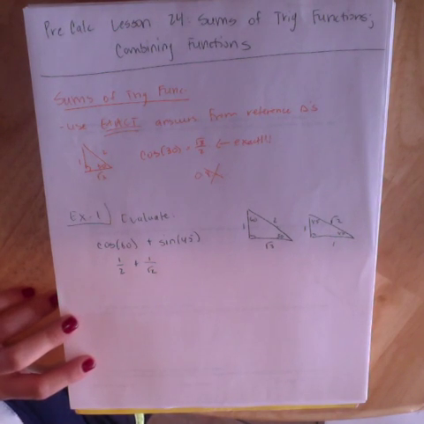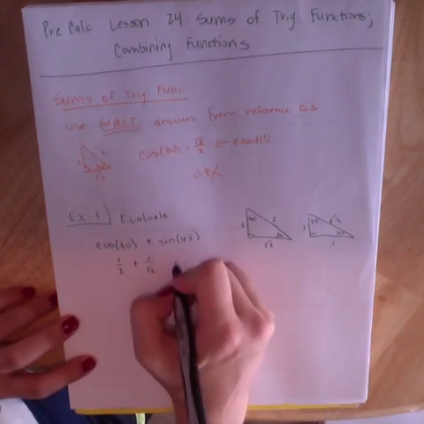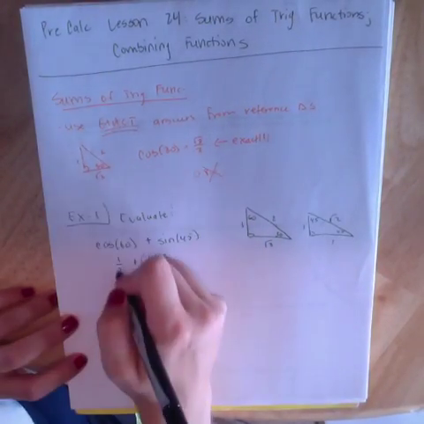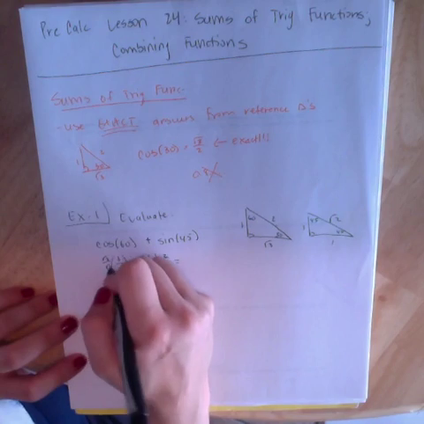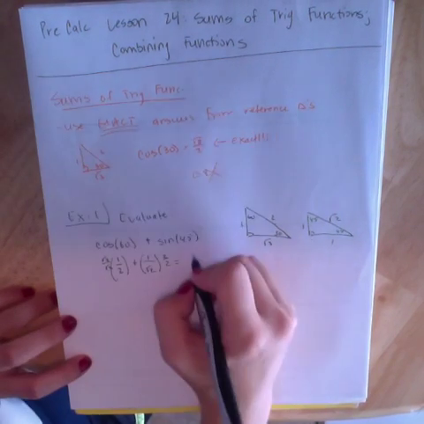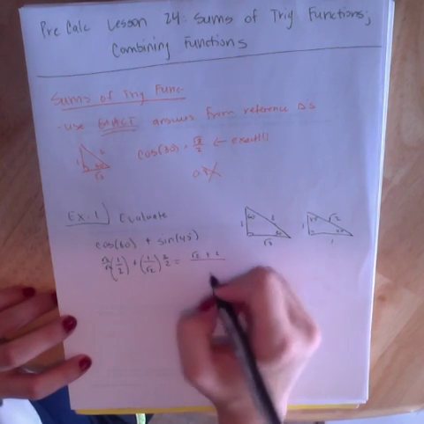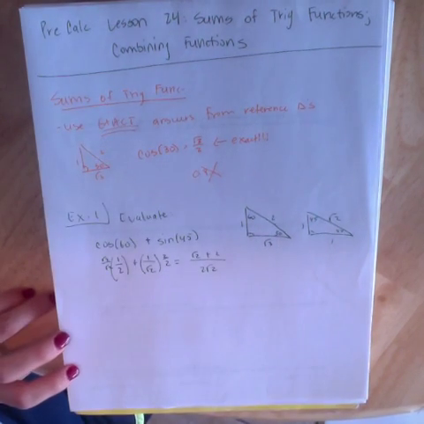Okay, so I am first going to combine these into one fraction. I'm going to multiply this fraction by 2 over 2. I'm going to multiply this one by root 2 over root 2, leaving me on top with root 2 plus 2 over on bottom 2 root 2.